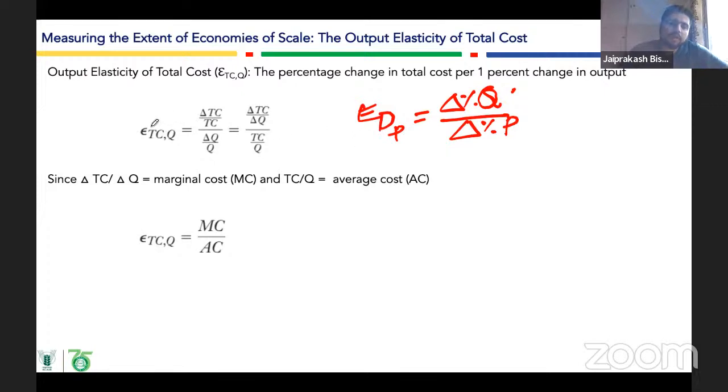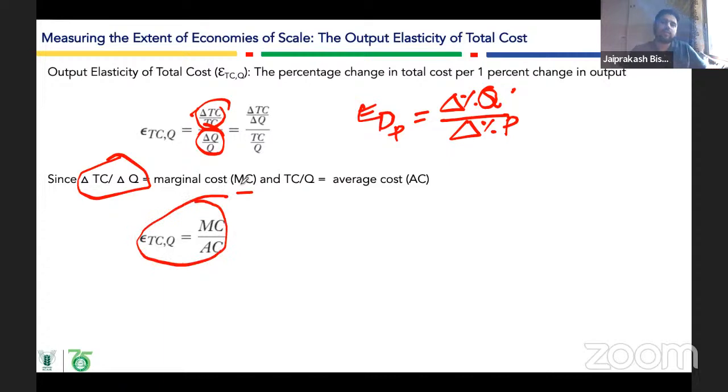तो सेम यहाँ पे आपका आउटपुट इलास्टिसिटी ऑफ कॉस्ट, ओके, विच इज इक्वल टू योर चेंज इन टोटल कॉस्ट डिवाइड बाय परसेंटेज चेंज इन आउटपुट. ठीक है, और आप ये देखिए कि change in TC by change in Q is equal to your marginal cost. Similarly, TC by Q is your average cost. So it can be written as marginal cost by average cost. So this is your elasticity of total cost.